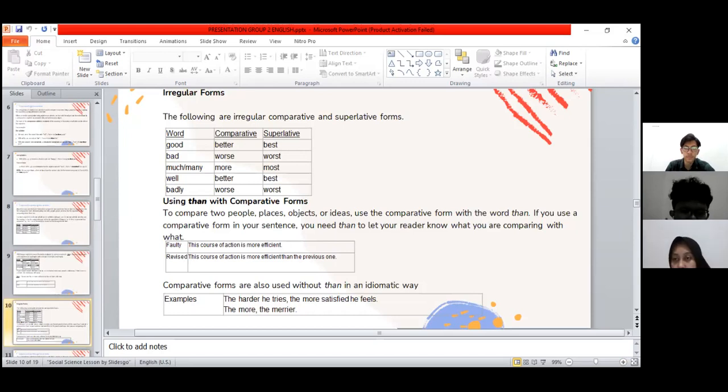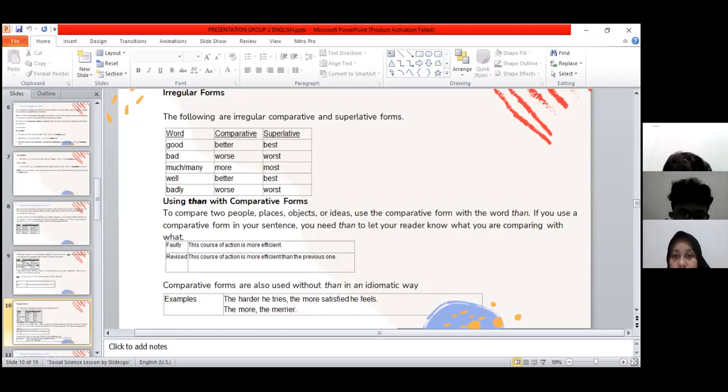Using than with comparative forms. To compare two people, places, objects, or ideas, use the comparative form with the word than. If you use a comparative form in your sentence, you need than to let your reader know what you are comparing with what. Faulty: this device is more efficient. Revised: this device is more efficient than the previous one.